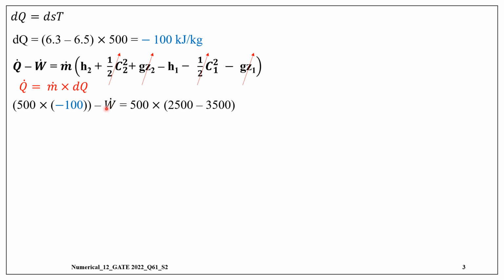The quantity we need to calculate is W dot, leave it as such. And on the right hand side of the equation, we have m dot 500, and H2 is given. H1 is also given. Calculating this yields W is equal to, in megawatts, 450.